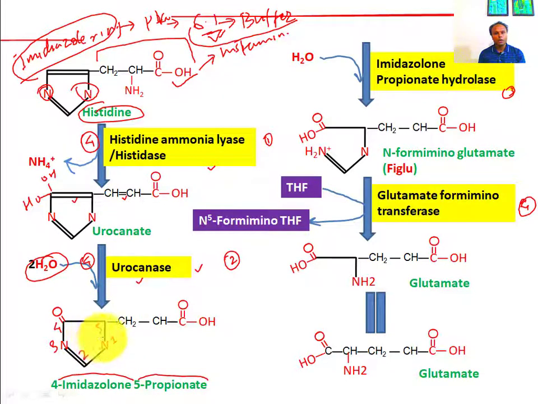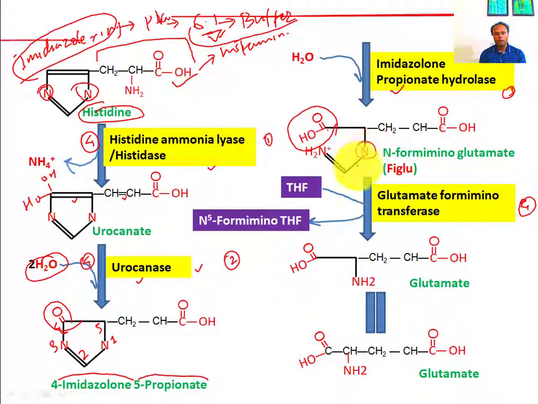And this 4-imidazolone, 5-propionate compound is hydrolyzed by the enzyme called imidazolone propionate hydrolase. Because of hydrolysis, the double bond will be broken and a COO group will be placed. And you can see this compound has 5 carbons, 1, 2, 3, 4, 5 carbon, and one amino group here.